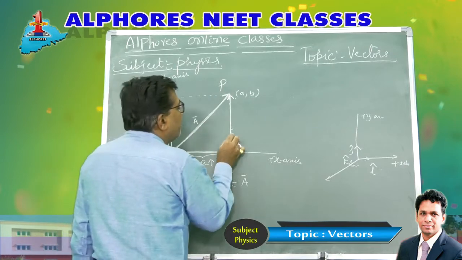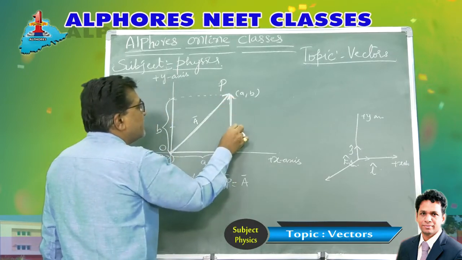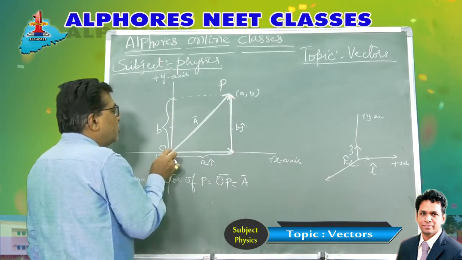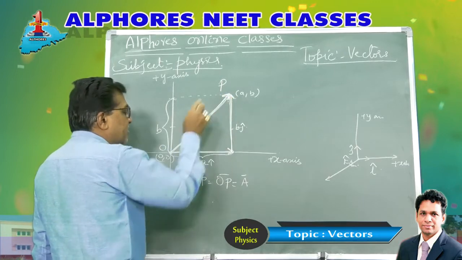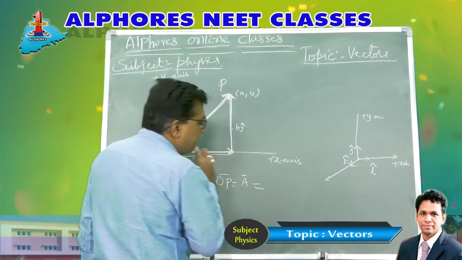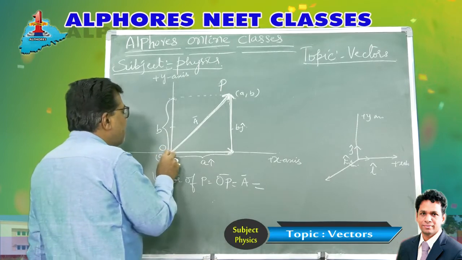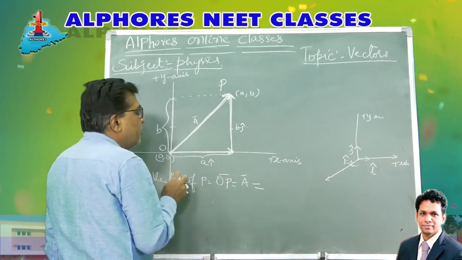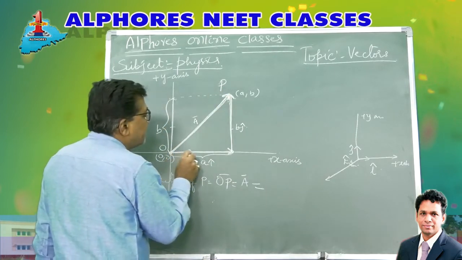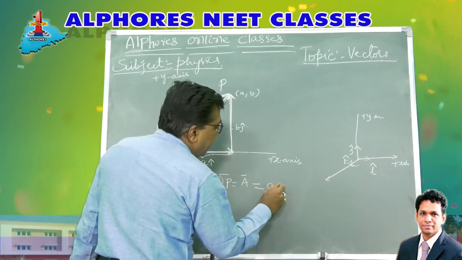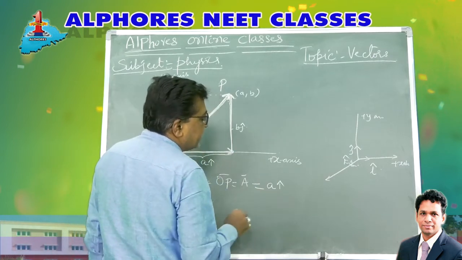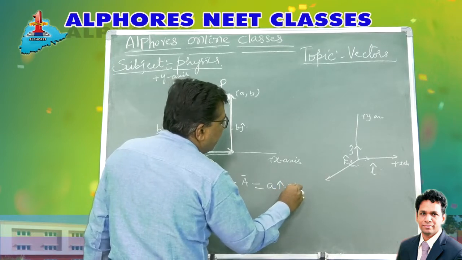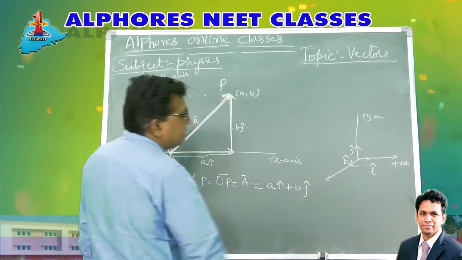So I have to travel B units parallel to the y-axis, so it is B J cap. To complete this vector OP bar, what is OP bar or A bar? It is to reach from point O to point P. So I travel A units along the x-axis, which I represent as I cap, plus B along the y-axis, which I represent as J cap.